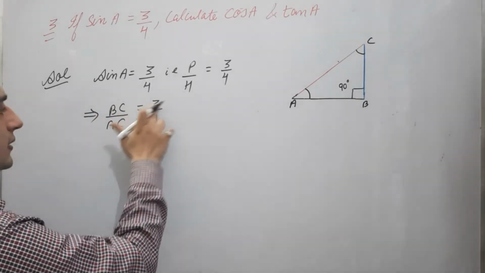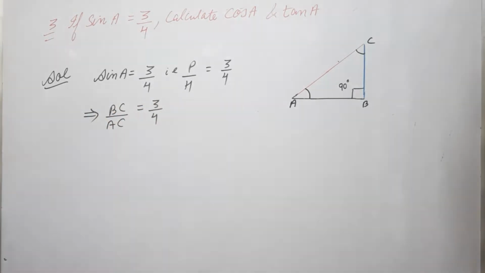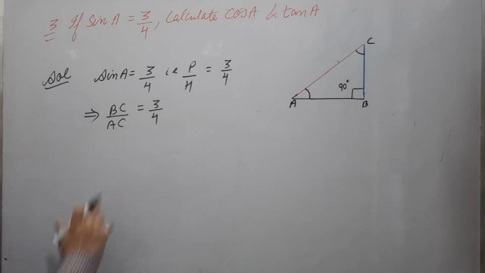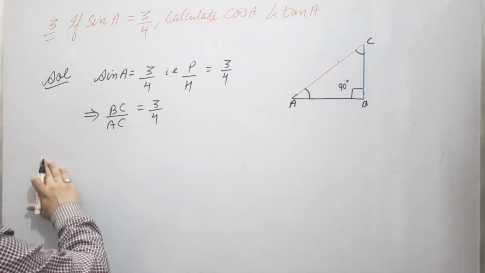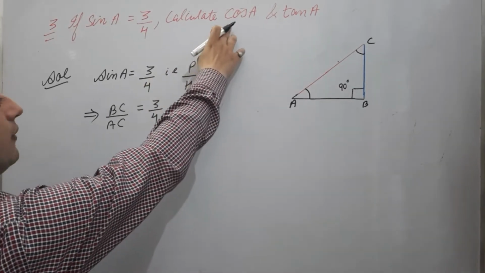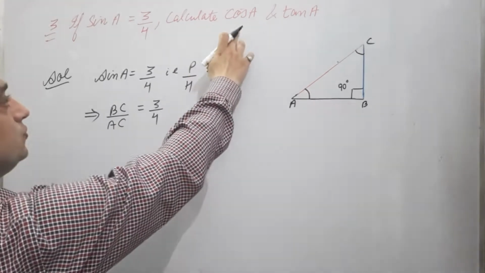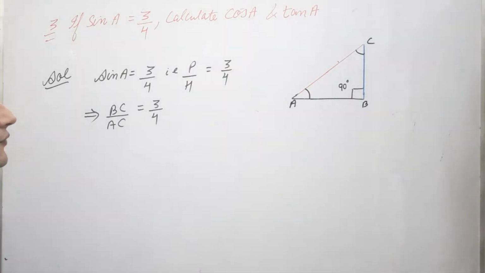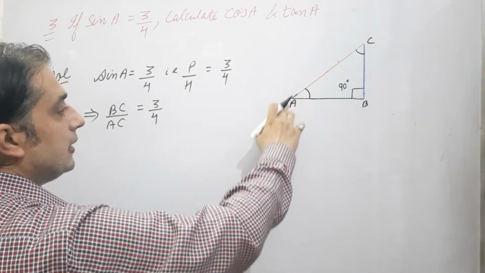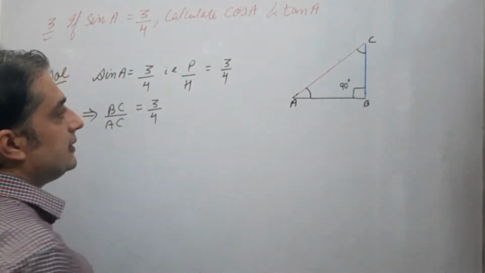Here BC is not 3. It's a ratio of two lengths. One is perpendicular, another is hypotenuse, right? So we have to find the T ratio, cosine of A and tangent of A. So for these 2 T ratios, we need the three sides, the length of the three sides.